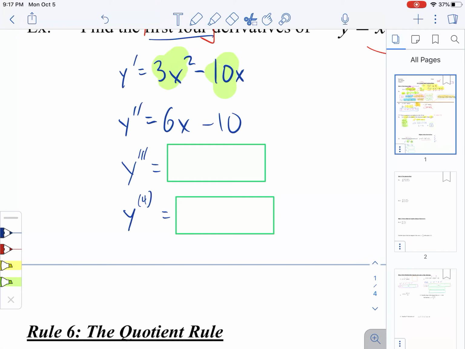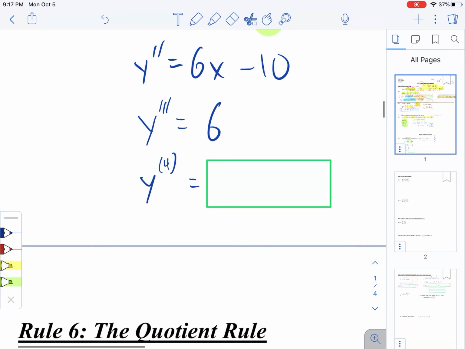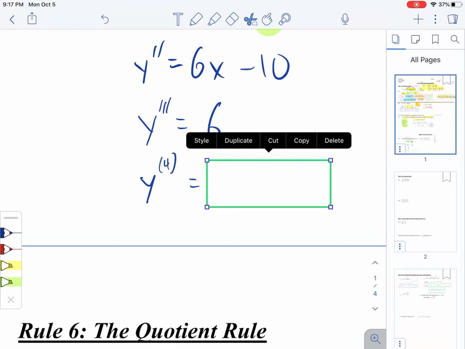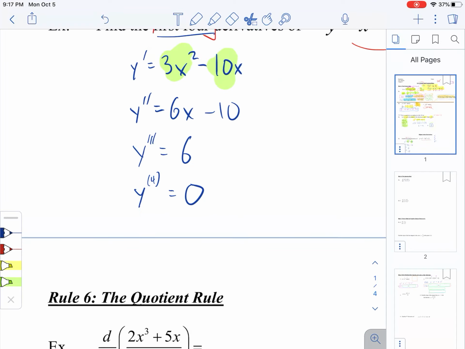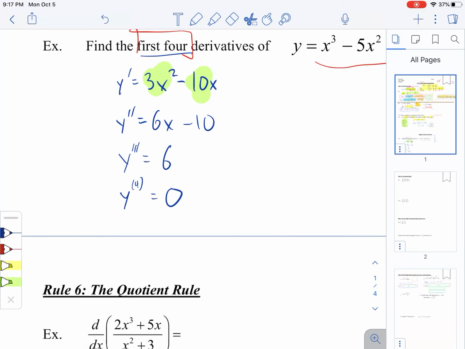Now that's also just a polynomial. It's a linear function. I can take the derivative of that. The third derivative is just 6, because the power rule says the derivative of 6x is just 6. Minus 10 goes to nothing. And then the fourth derivative. What's the derivative of any constant? A constant is a flat line. The derivative is slope. The derivative is always 0. Don't forget that. Derivative of any constant, whether it be 6 or 6 trillion, the derivative is always 0. There, you just found the first 4. And they're nicely labeled.